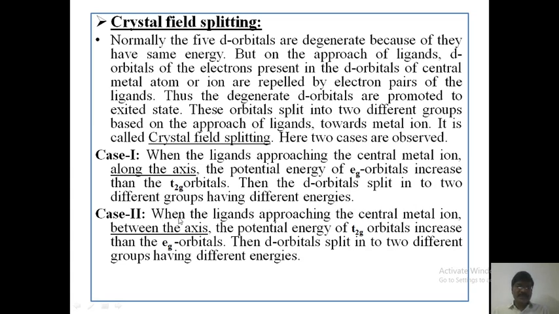In case 2, it is the opposite of case 1. When the ligands approach the central metal ion between the axes, the potential energy of t2g orbitals increases compared to eg orbitals. Then the d orbitals split into two different groups having different energies. This is about crystal field splitting, and the two ways in which it is observed.